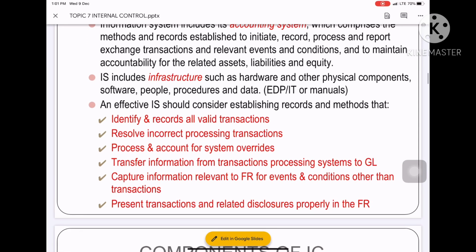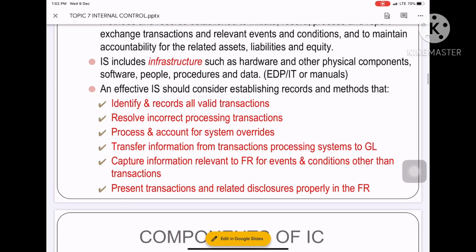All right, identify and record all valid transactions. So if the information system is good, we can identify and make sure that all transactions are valid. Resolve incorrect processing of transactions. So it means that if there is any incorrect processing, how can they resolve the problems? All right, process and account for system overrides. So it means how do they process, and whether the system can be overridden by someone else, or who are the persons entitled to override.